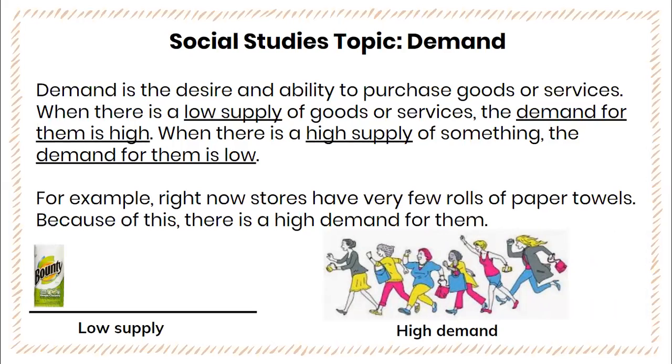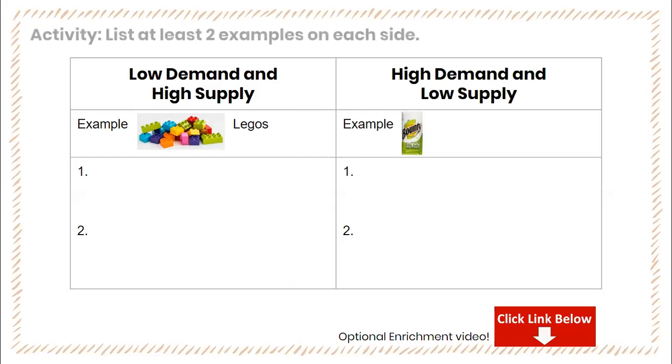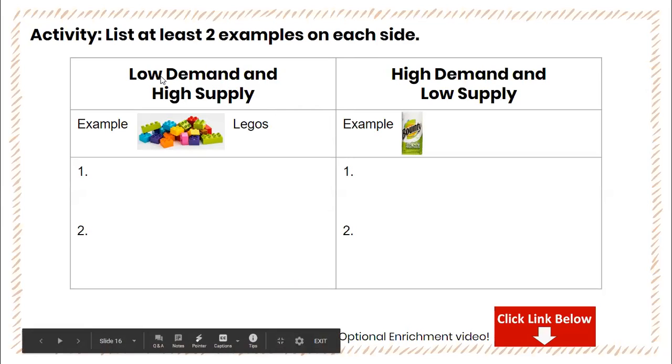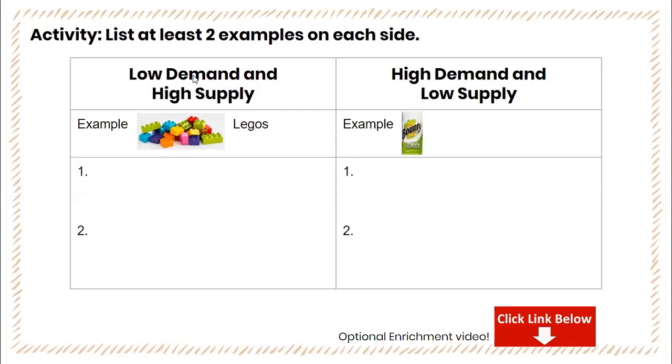Low supply, high demand. Your activity for today: list at least 2 examples on each side. So you can divide your paper in half or fold it in half. On one side, write low demand and high supply. On the other side, write high demand and low supply. Put at least 2 examples of each.